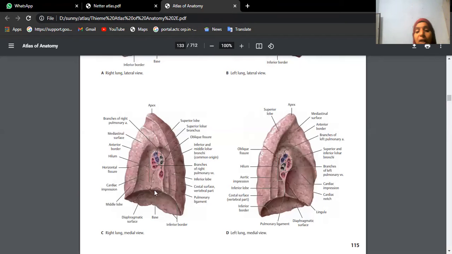What you have studied theoretically for lung, try to appreciate in the specimen also. For left lung, this is the anterior border, this is cardiac notch, lingula, this is posterior border. Again, check for the hilum contents. You have only one bronchus, left principal bronchus, this is pulmonary artery, and two veins, superior and inferior pulmonary veins.